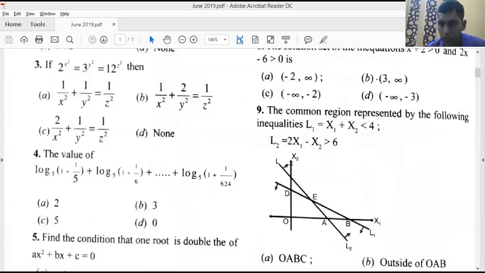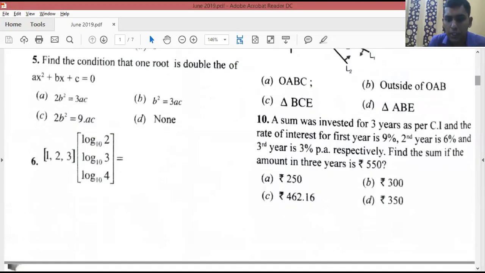The next question, the 10th question which we are going to solve. There ends your first part. A sum was invested for 3 years as per CI and the rate of interest for the first year is 9%, second year is 6%, third year is 3% respectively. Find the sum if the amount in 3 years is 550. Simple. Just take the amount and then go for option testing, one way of doing the sum.